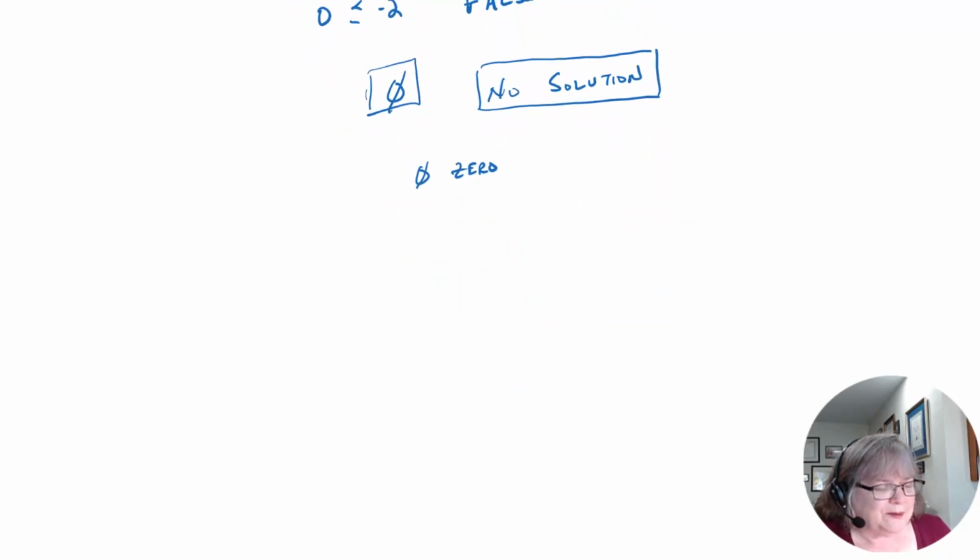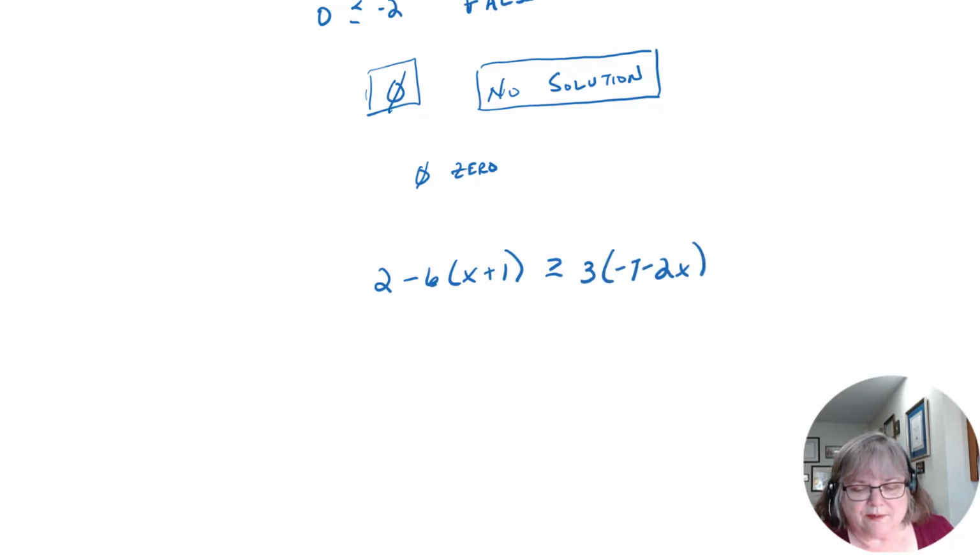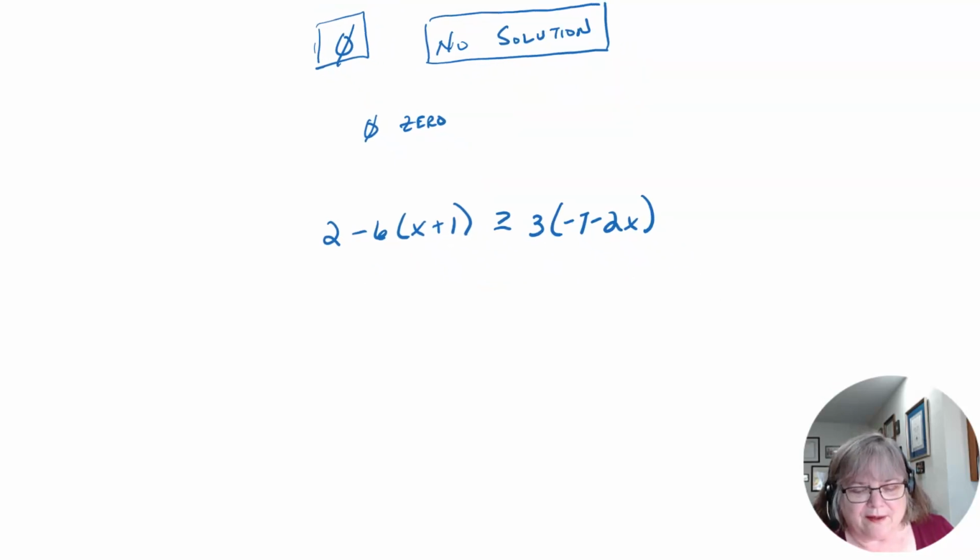So how about this one, which is sort of like the other end of the spectrum? What if we have 2 minus 6 times (x plus 1) is greater than or equal to 3 times (negative 7 minus 2x)? Okay, simplify the left. Can't add 1 to x, but I can multiply, so 2. You don't go 2 minus 6 is minus 4.